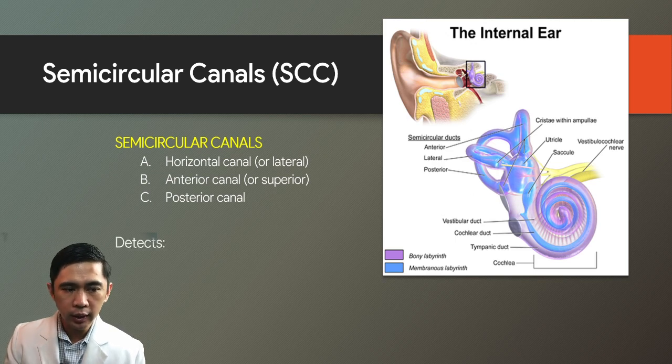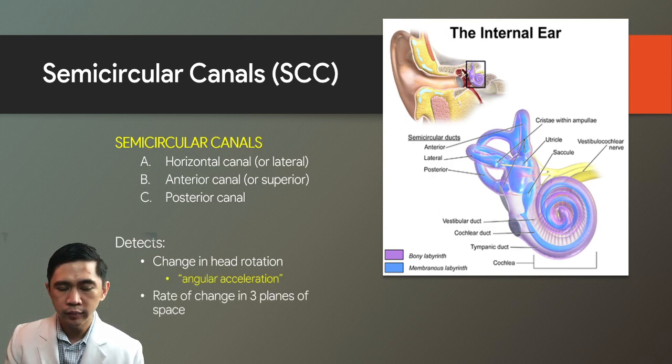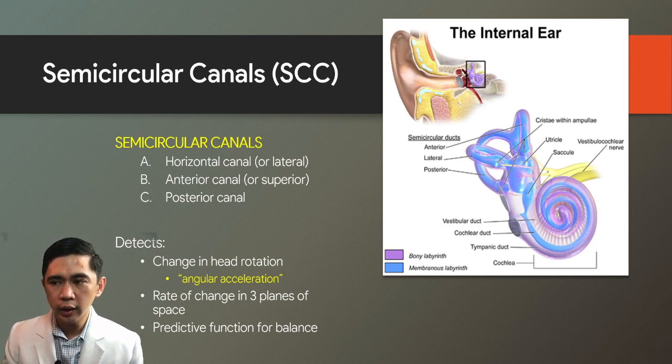The semicircular canals detect changes in head rotation, or what we call angular acceleration, and they also detect the rate of change in three planes of space. The semicircular canals also have a predictive function for balance. For example, if you are running and then suddenly turn, it is the semicircular canals that give off signals to the brain and also to the muscles in order to maintain balance so that we won't fall. The semicircular canals use the crista system.